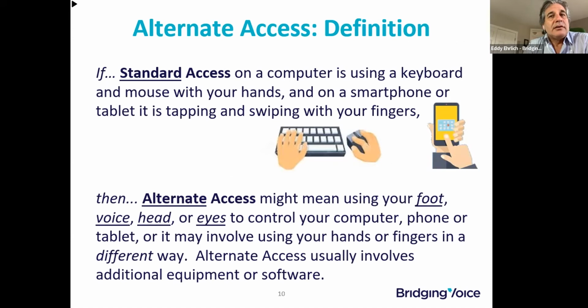I want to define alternate access, and I'll do it in a functional way, reading straight from the slide. If standard access on a computer is using a keyboard and mouse with your hands, and on a smartphone or tablet, it is tapping or swiping with your fingers, then alternate access might mean using your foot, your voice, head, or eyes to control your computer, phone, or tablet, or it may involve using your hands or fingers in a different way. Alternate access usually involves additional equipment or software.